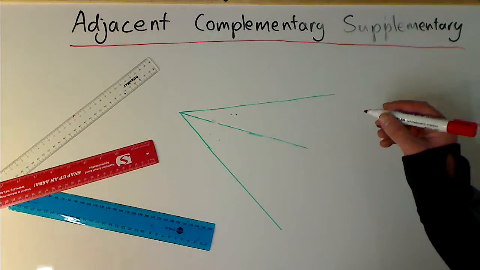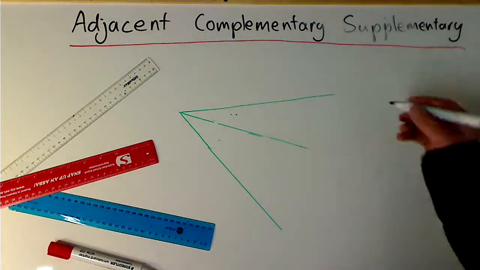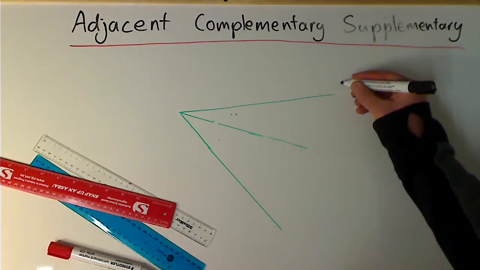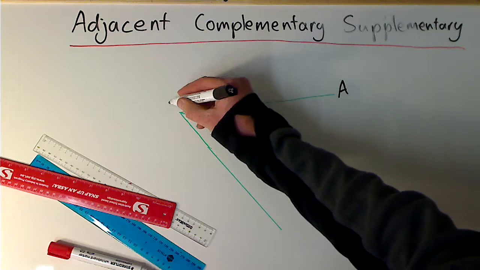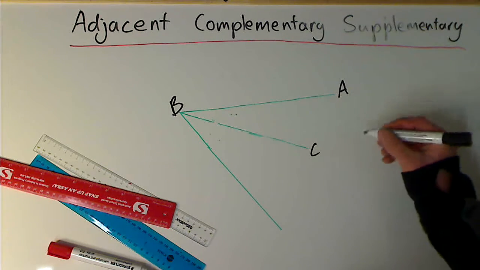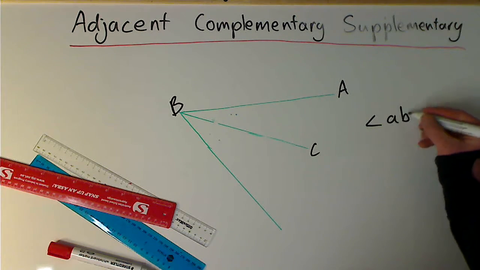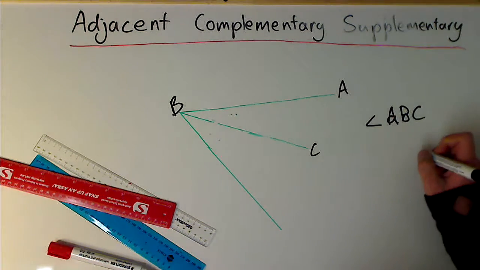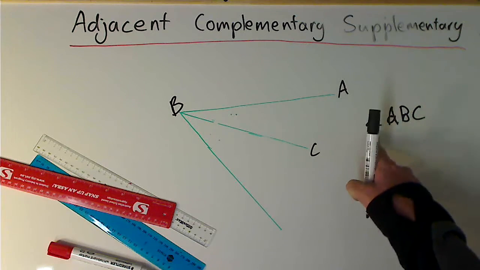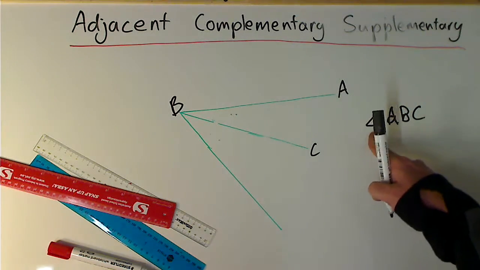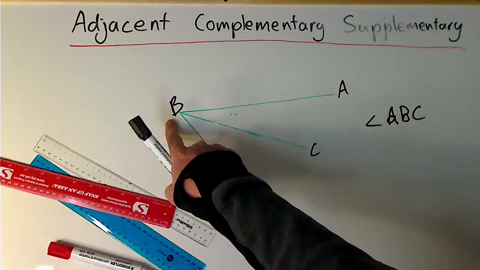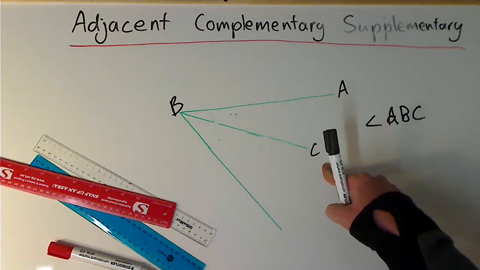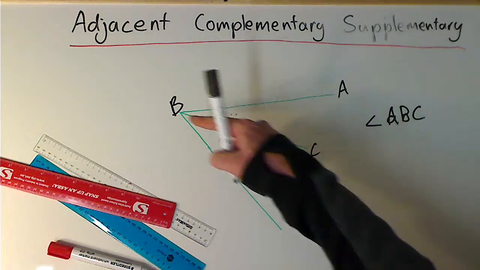Okay, and we give those angles names. So we call this angle A, B, C. Angle A, B, C, and I should use the capitals. This symbol here stands for angle, and it means B is the point where the two lines meet, and A and C are the other points. This is angle A, B, C.